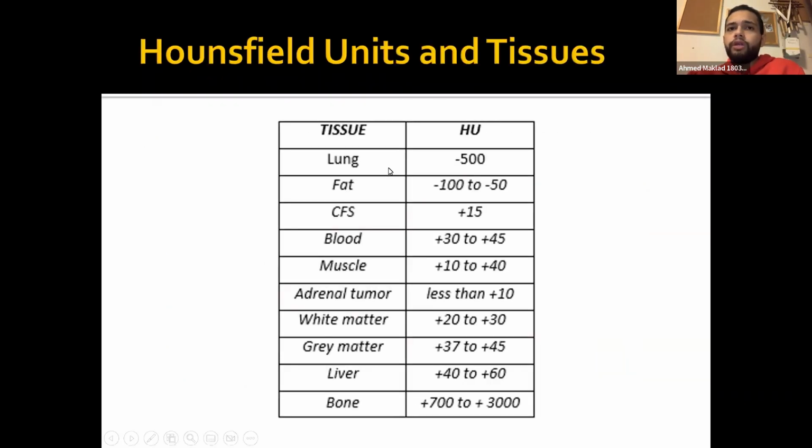This is just a slide, a picture to show you the different HUs in different parts of the body. As you can see here, lung would be on the negative side, all right? Because it's filled with air, right? Fat is a special situation. It's not really that negative, but it is on the negative side, all right? So if you put it in contrast with water, it will appear darker than water. No, you don't have to memorize this. I'm just giving you an example of how things absorb X-rays differently, right?